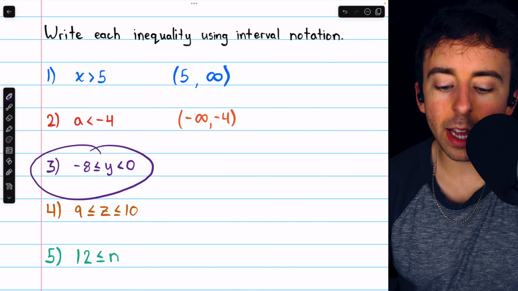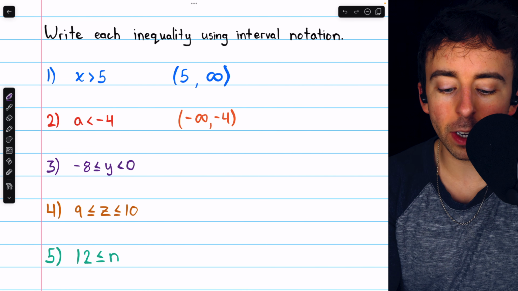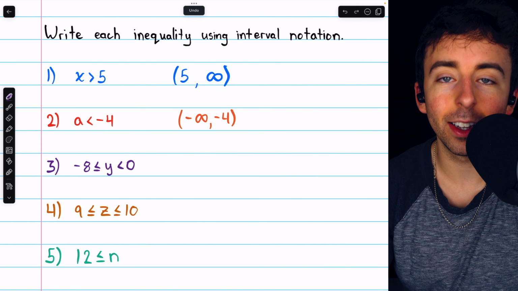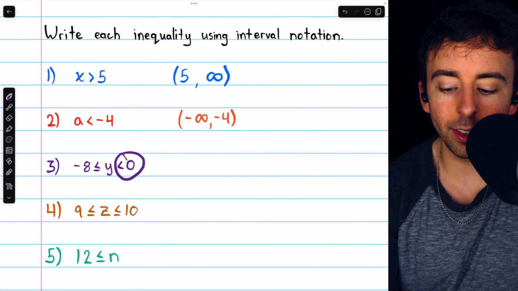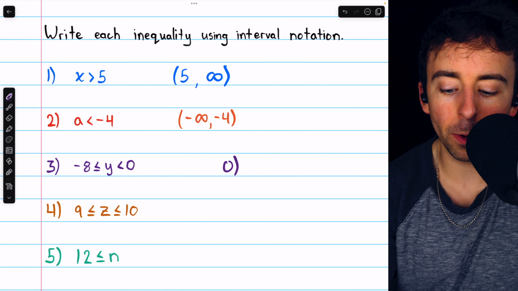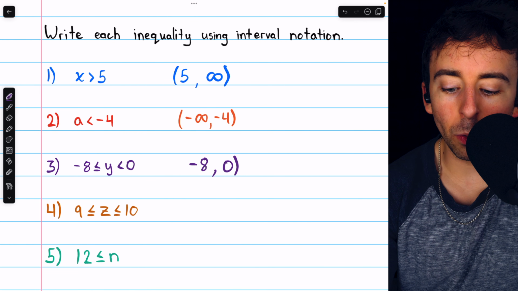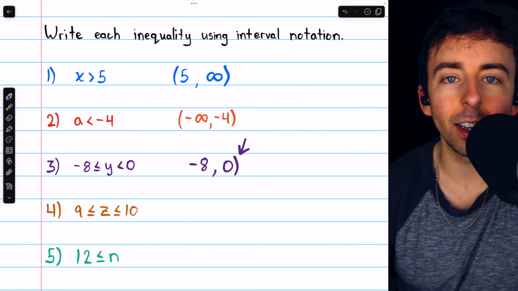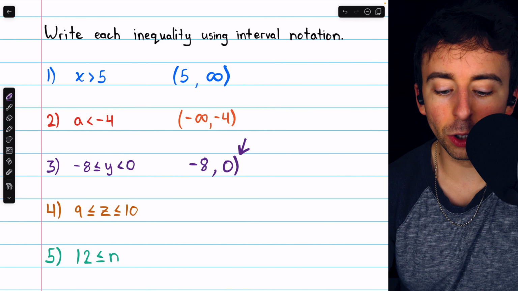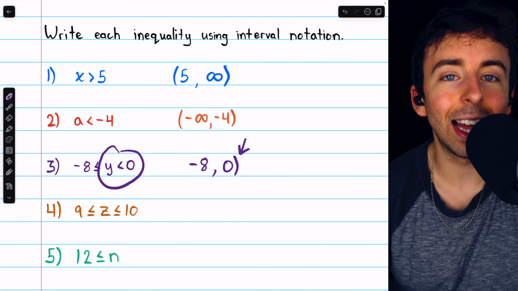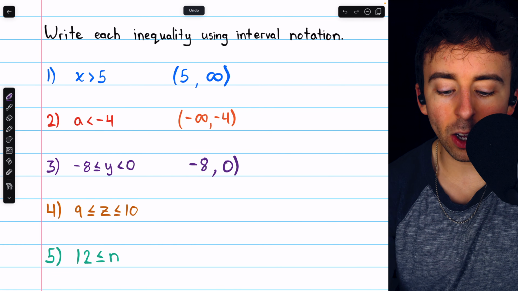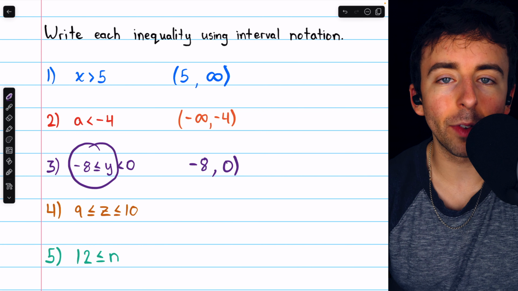In number 3, we have that -8 is less than or equal to y is less than 0. So in this case, 0 is our upper bound, and -8 is our lower bound. Now, we write 0 with that parenthesis because, again, 0 isn't included. Y has to be less than 0. But notice that y can equal -8.